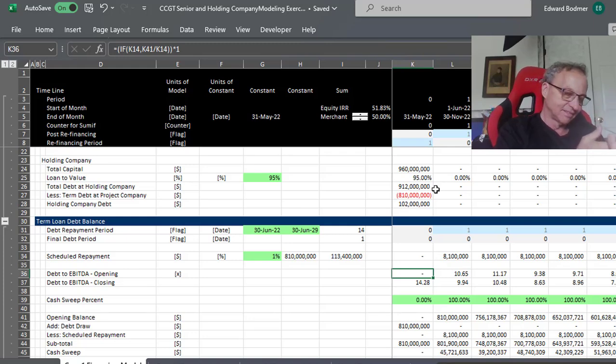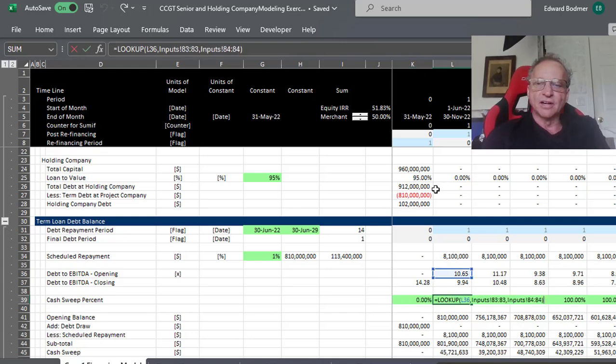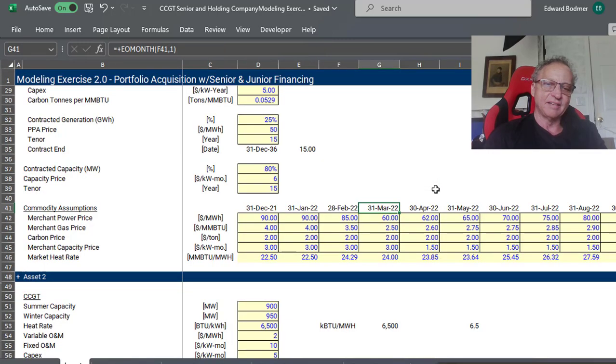Now, if you used the opening debt for the opening debt to EBITDA, which is the only thing that really makes sense, because how do you know how much you have to sweep if you've got debt at the end of the period that depends on the sweep? That would create an obvious circular reference. So you can use the opening one, and then you can just use a lookup function, and that's why we had to set this input up a little bit differently.